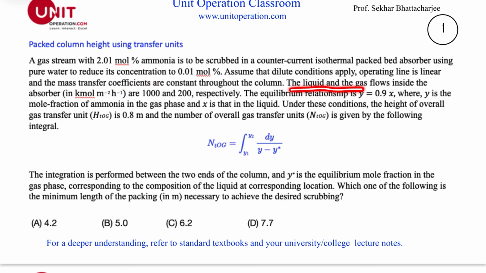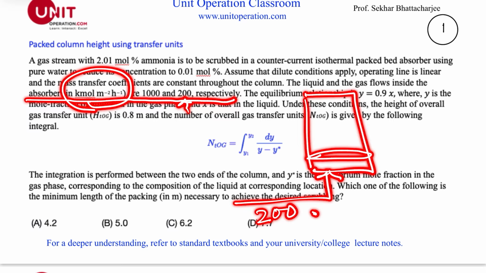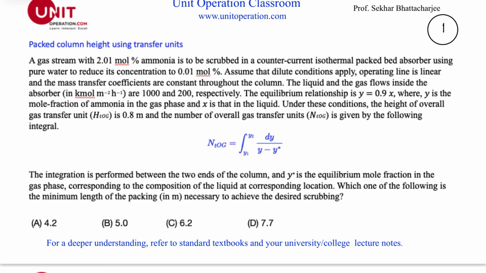The liquid and the gas flow inside the absorber are 1200 kilomole per hour per square meter respectively. So this is basically 200 kilomole per meter square of the cross sectional area per hour, and this is of course 1000 kilomole per meter square of the cross sectional area per hour. So that's the flow rate of the gas and water. The equilibrium relationship is y is equal to 0.9x.